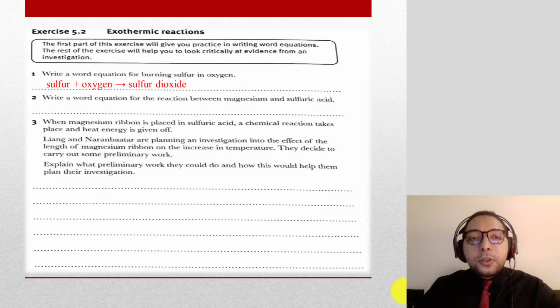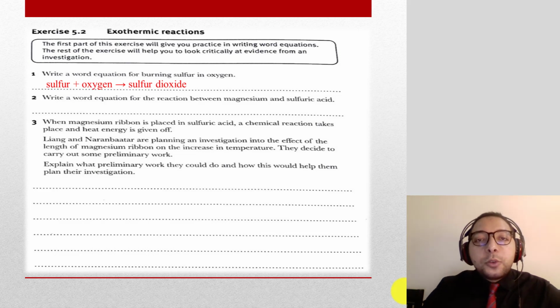Okay guys, time is over. The first question, write a word equation for burning sulfur in oxygen. We're going to have sulfur plus oxygen is going to give us sulfur dioxide. As you know, before the arrow we're going to have the reactant, and after the arrow we're going to have the product.